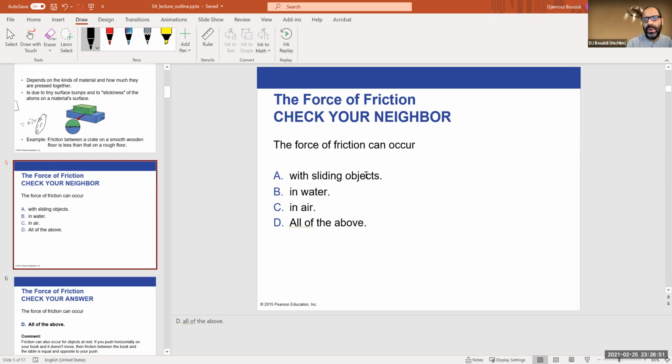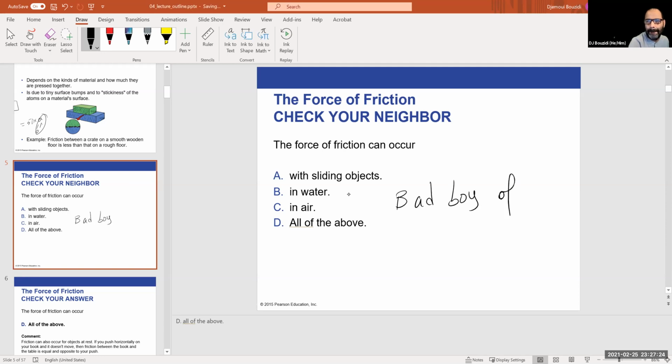The force of friction can occur with the sliding objects, in water, in air, or all of the above. What do you guys think the correct answer to this question is? All the above. Yeah, I just mentioned several examples for you guys that with the disk it happens, with the oil it happened, with the air it happens, so friction is everywhere, okay? As a matter of fact, friction has a name in physics. This is what physicists call it.